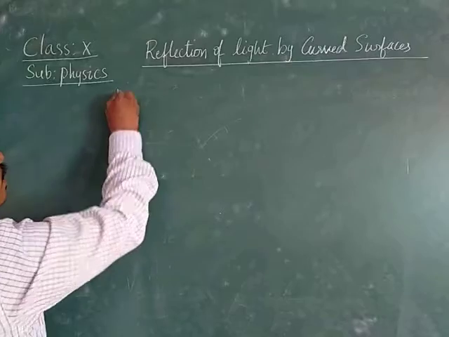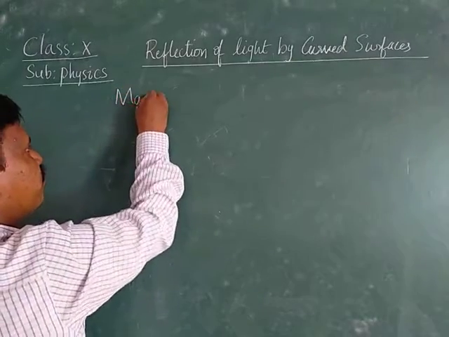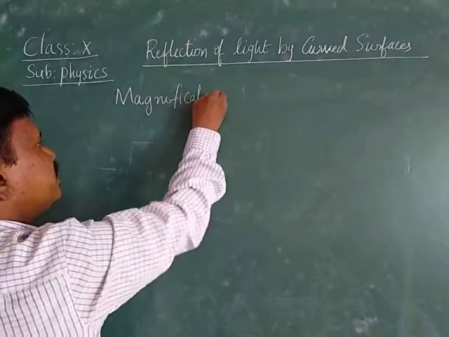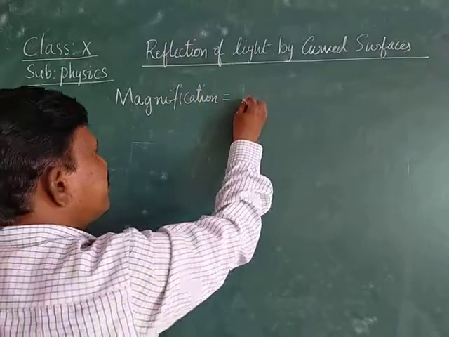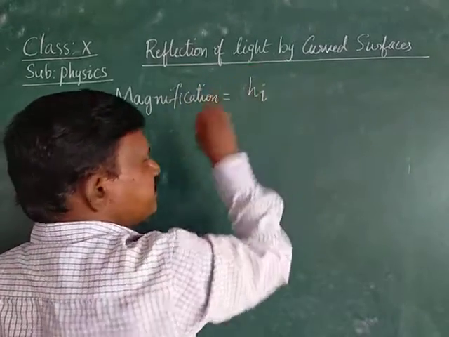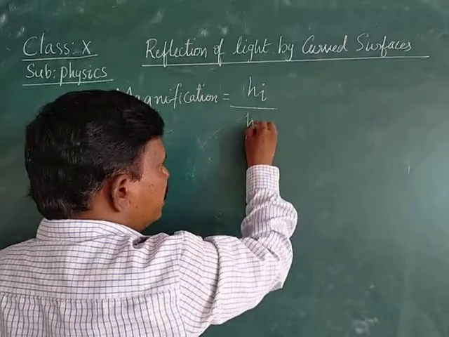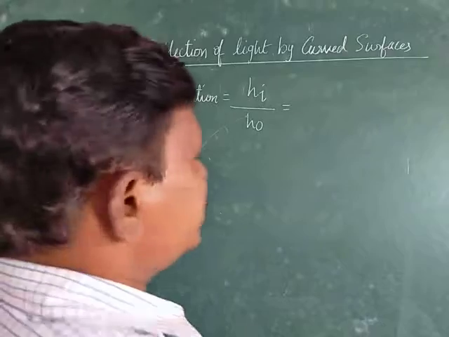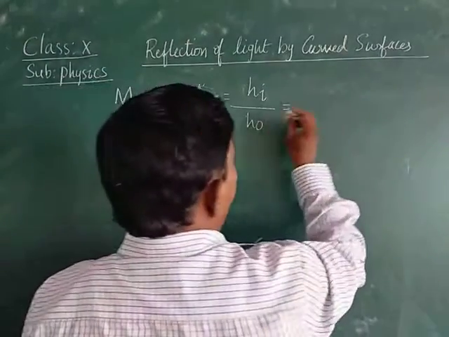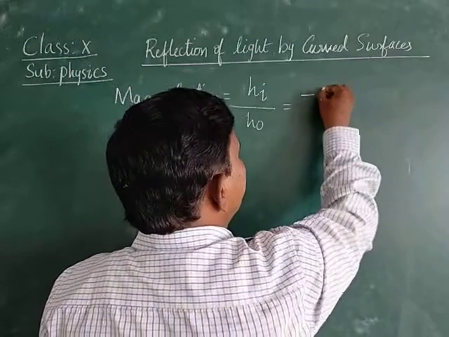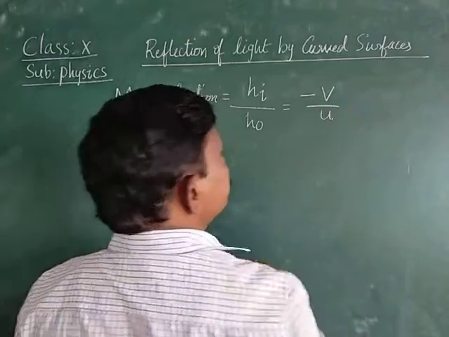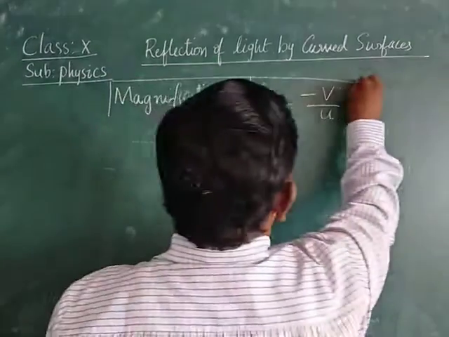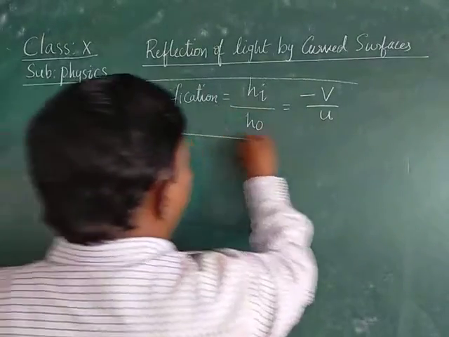Here we have a formula for the magnification of the spherical mirror. Magnification says that HI by HO is equal to minus V by U, where HI is the height of the image and HO is the height of the object.